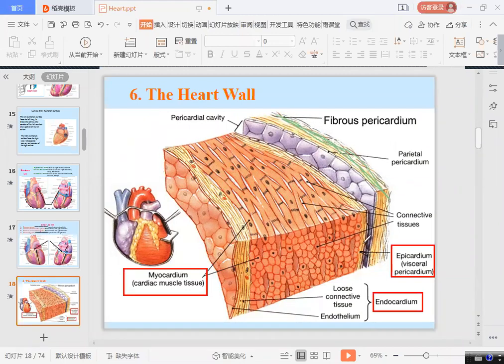So the outermost structure of the heart is known as pericardium. And there are two pericardiums, fibrous and serous pericardium. The fibrous pericardium, as the name suggests, is made up of fibrous tissue, and it is the toughest structure. It is the toughest because it is the outermost structure. So it protects the heart even from overfilling or from any trauma.